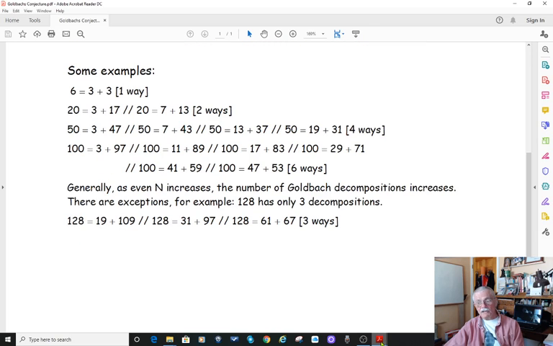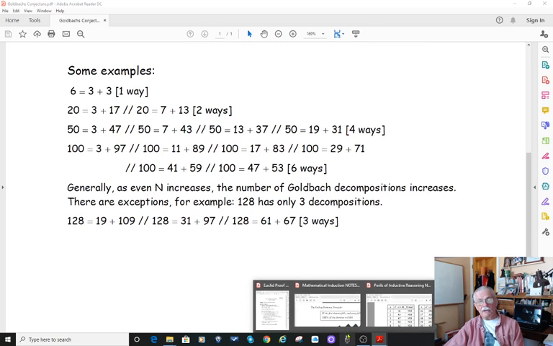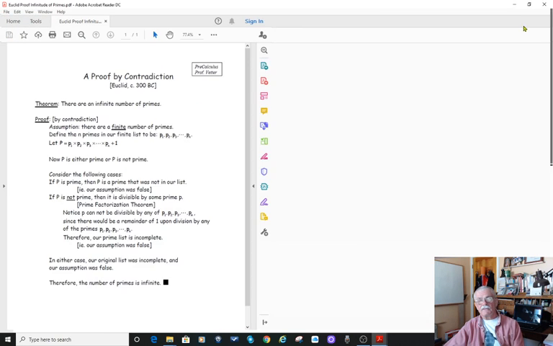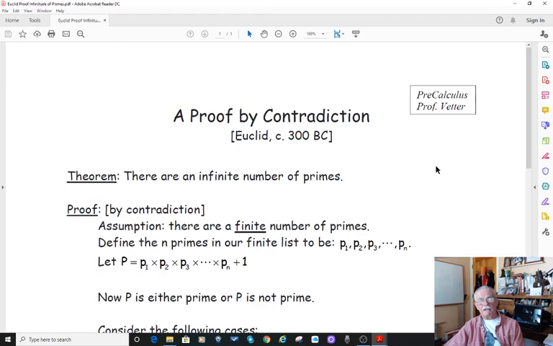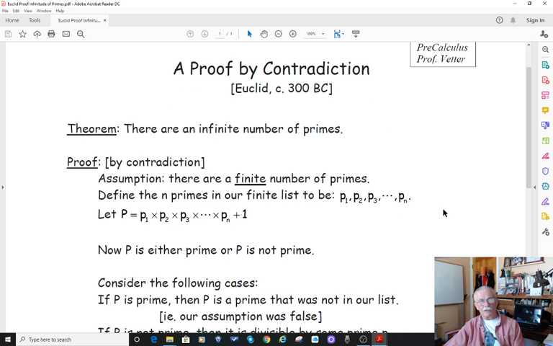Okay. And one last thing I'd like to show you, one of the greatest proofs ever. You've heard of this guy, Euclid. Over 2,300 years ago, circa means about 300 BC. So over 2,300 years ago, Euclid proved there are an infinite number of primes. And this is an alternate method of proof. This is called a proof by contradiction.